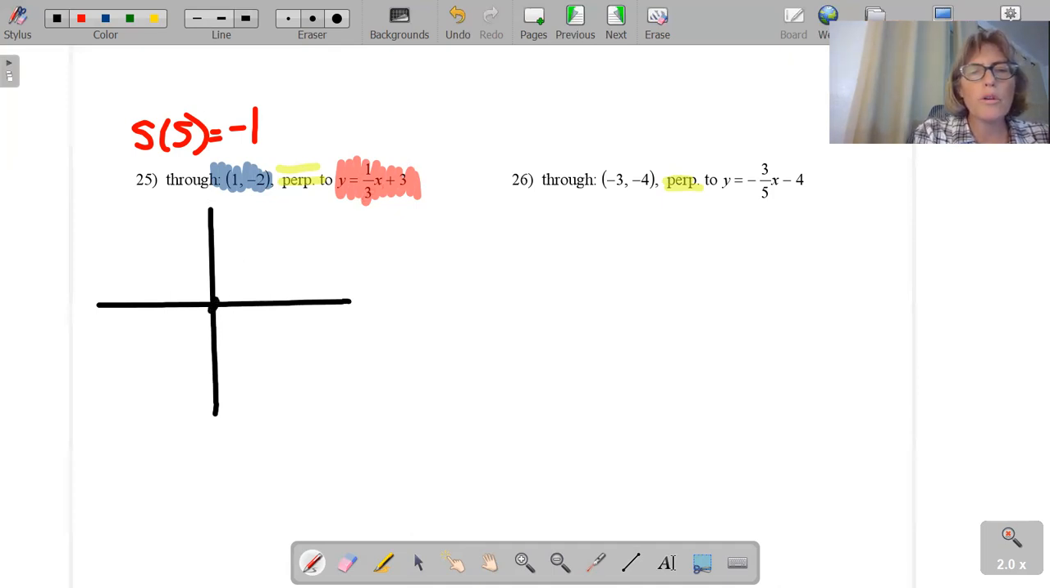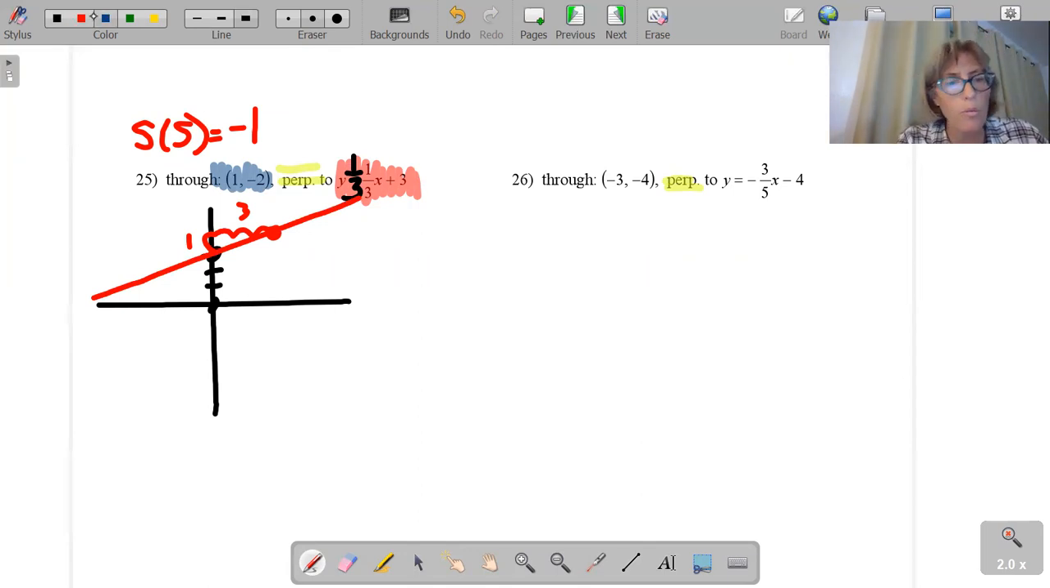So y equals 1/3 x plus 3. So we're starting at +3. And our slope is 1/3. So that means up 1 over 3 to the right. So our given line is approximately right here. Now our derived line, we wanted to go through the point (1, -2). So (1, -2) is about right here. And we want it to be perpendicular to that line.